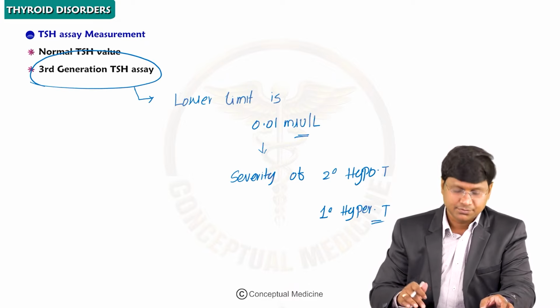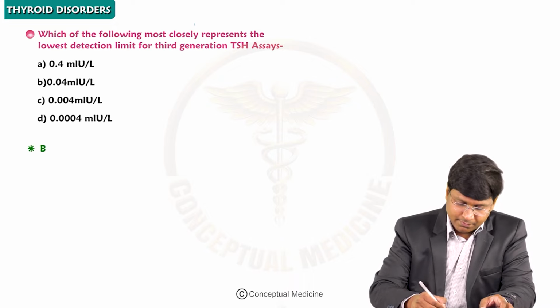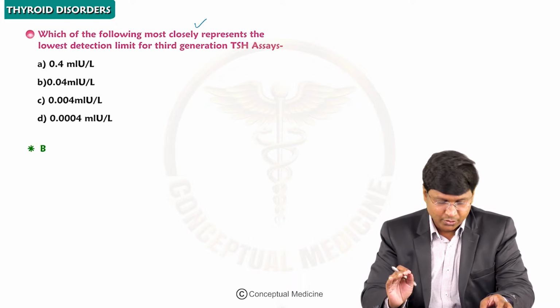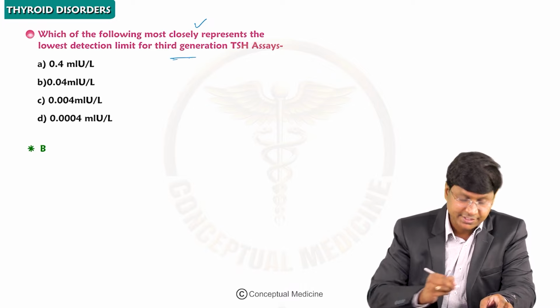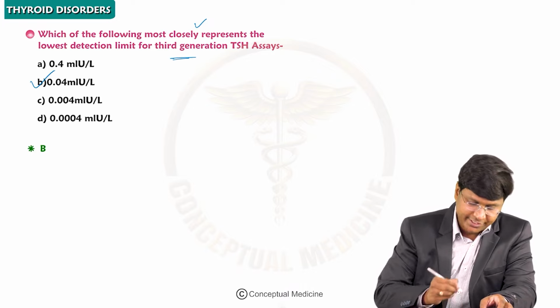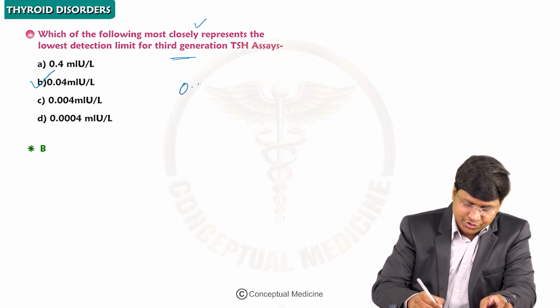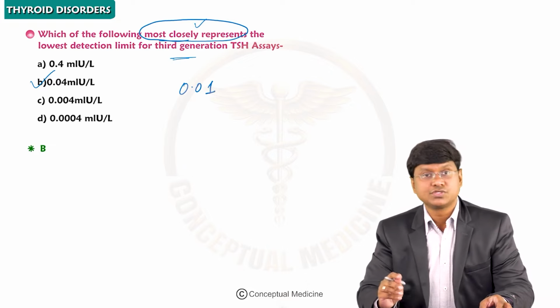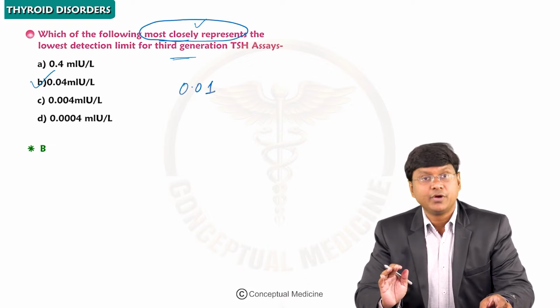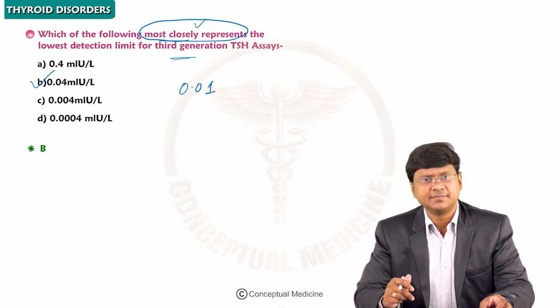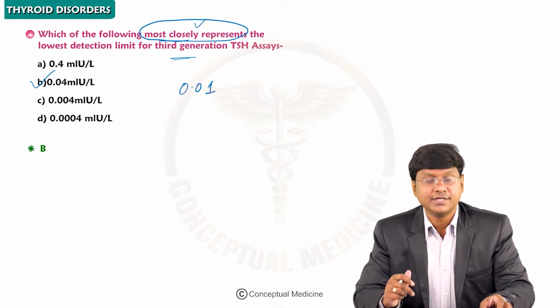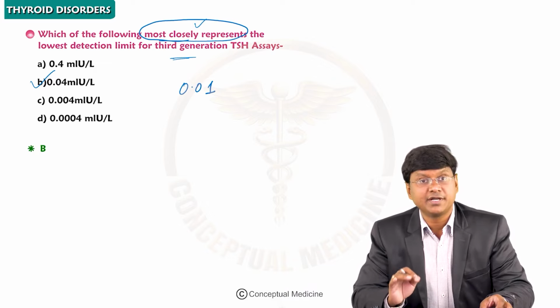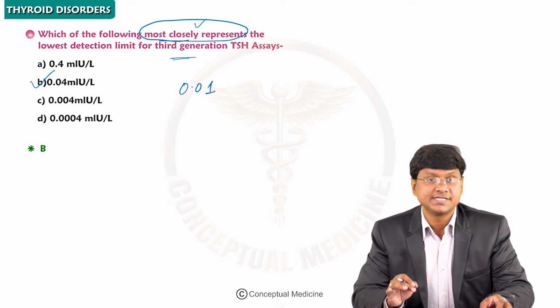So, you see the question now. Which of the following most closely represents the lowest detection limit of the third generation TSH assay? The answer is 0.04. Actually, it is 0.01. But what is asked is which most closely represents, right? Most closely it can detect up to 0.01, which is nothing but your 0.04. So this is a very important method, the third generation TSH assay.